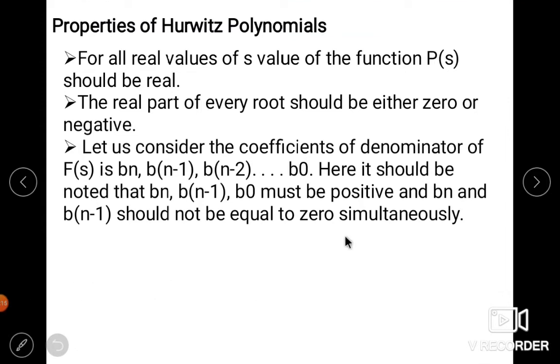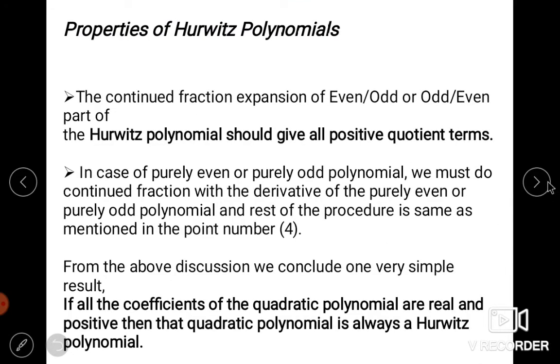Now let's check it out. The continuity of the function expression of the even and odd parts of the Hurwitz polynomial should give the positive and real parts. In case of a purely even or purely odd polynomial, we must form the continued fraction with the derivative of the purely even or purely odd polynomial, and the rest of the procedure is the same as mentioned in point 4.